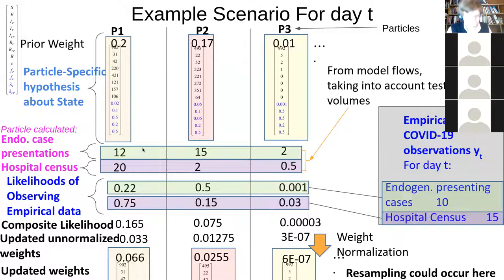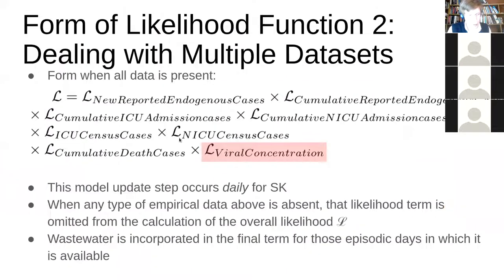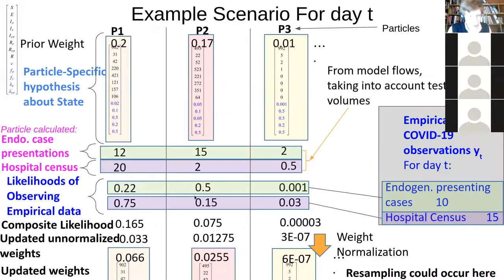So each of these particles could have a likelihood computed for each of these sub-likelihood functions. And then we multiply them together to get this composite likelihood. And then we multiply that times the pre-existing weight, 0.2, to get an updated unnormalized weight, and then we normalize the weights. And that's all. That's the weight update.